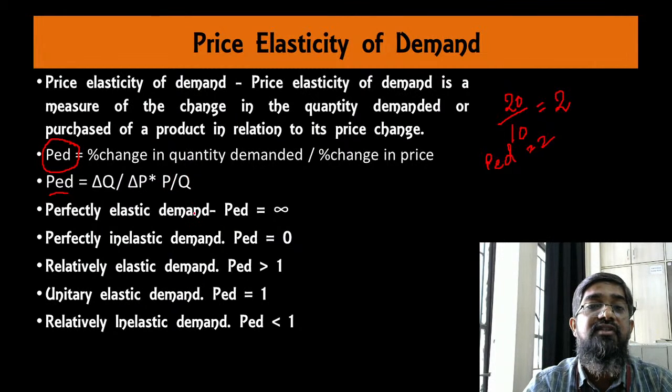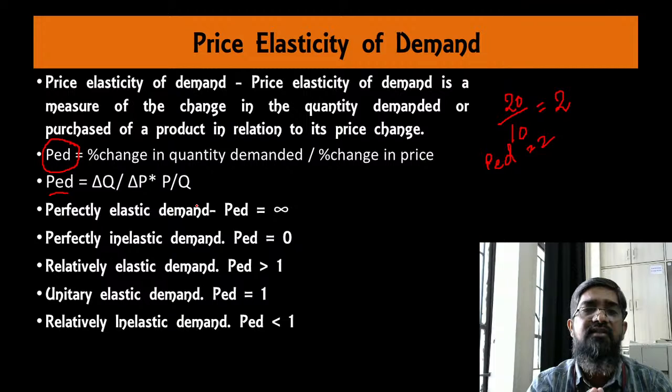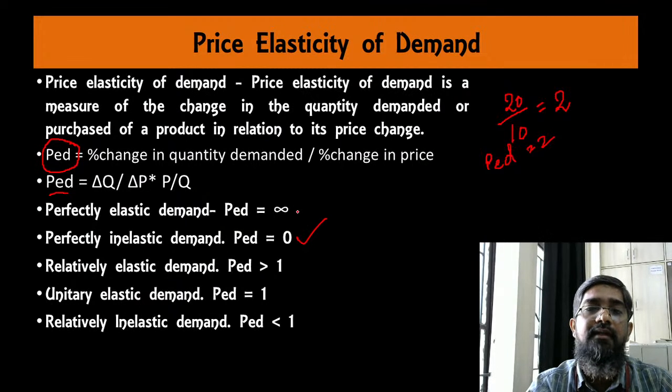Now we will see degrees of price elasticity. What are the different kinds of price elasticity? So price elasticity may be equal to infinity, that is perfectly elastic. It may be perfectly inelastic, that is equal to 0, right?